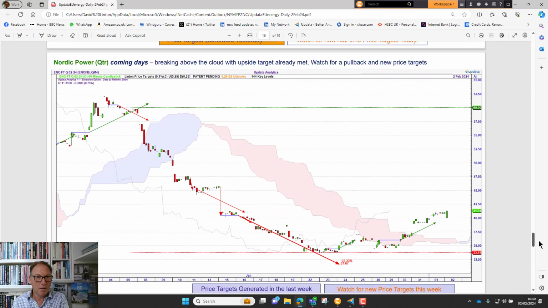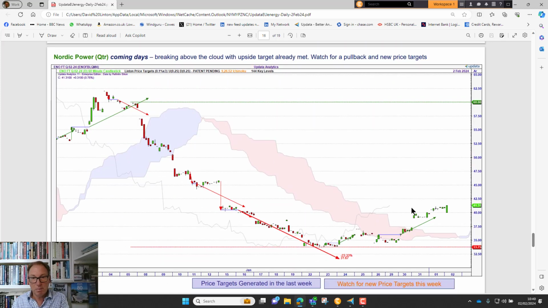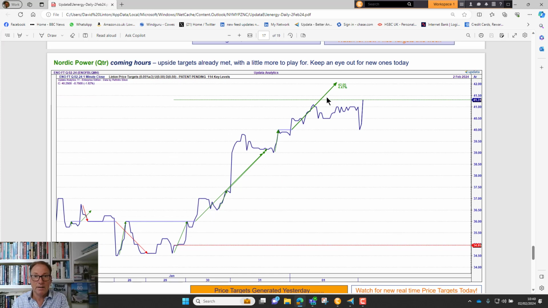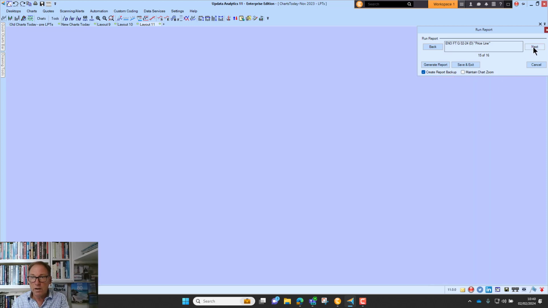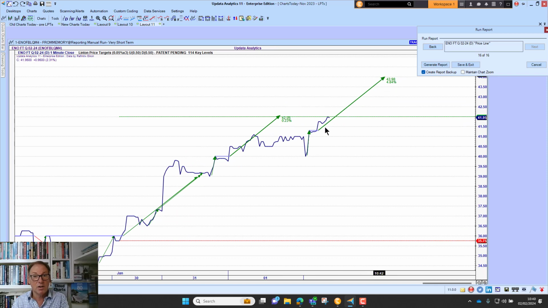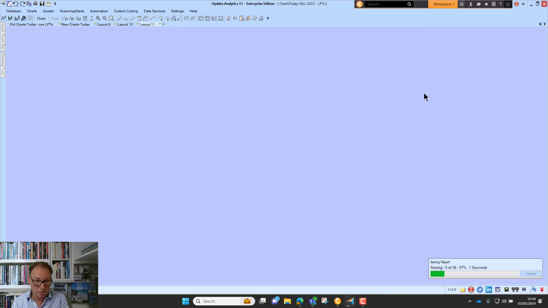So Nordic Power, we actually were a bit bullish here because we've crossed the cloud on the 60-minute, and we can see here on the 1 minute we had a little bit more in the can, so a little bit more to play for. And so looking at the report, and this is where I would then generate the report, we've since had another upside target on Nordic Power this morning, so that's good news. We're up 2.3%, so those targets have been followed and met, and that's how I then generate the report, and it will then produce the PowerPoint. So I can actually just click generate the report, and it will go away. And that's how I generate the report.